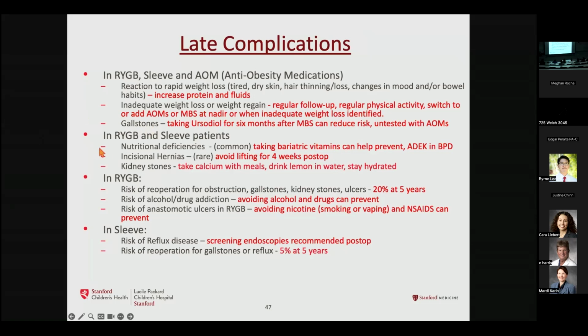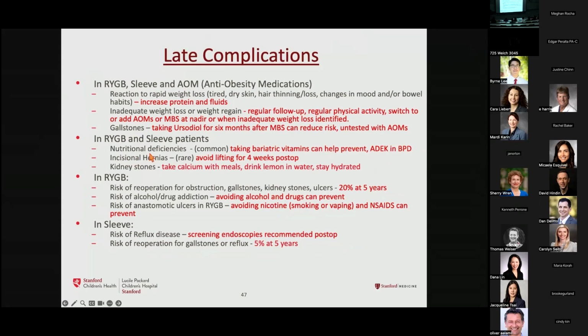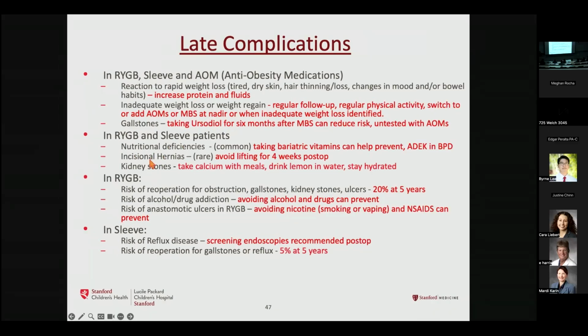And in the bypass and the sleeve, you can see nutritional deficiencies. Incisional hernias are very rare. Again, this is done through 5 small incisions, 1 12-millimeter port. So they're really very rare to have incisional hernias. And then they can get kidney stones. In the bypass, I already talked about the reoperations due to obstruction, gallstones, kidney stones, and ulcers.